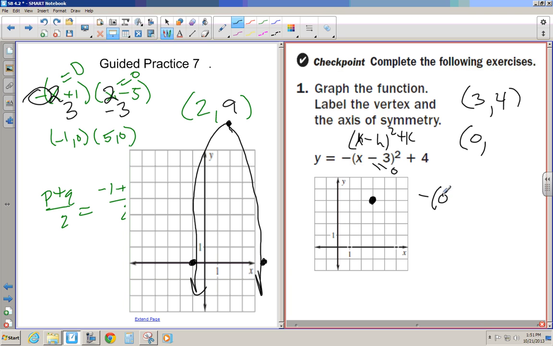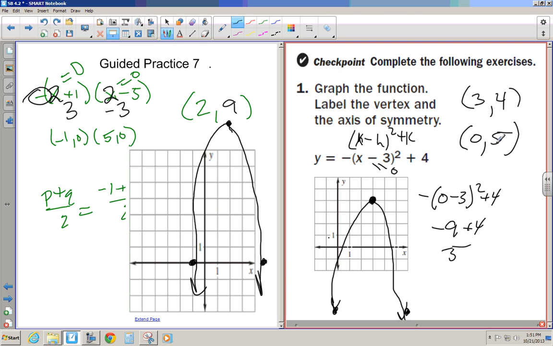Put a 0 in. 0 minus 3 squared plus 4. That's negative 9 plus 4. That ends up being negative 5. Ooh. Well, that's 0, 1, 2, 3, 4, 5, way down here. Mirror image of it would be right here. And you go ahead and draw your perfectly done parabola. That's all you need. You need to find the vertex, a second point, and then you can do the mirror image.